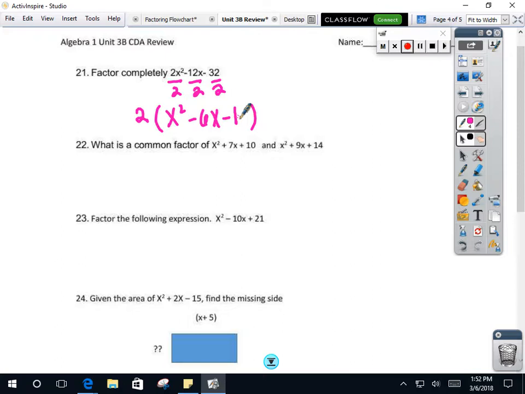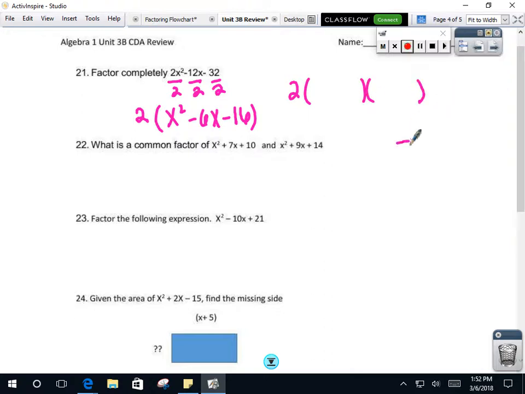Right? And now you have yourself a trinomial that has an A value of 1, so you can go straight into the bubble method where you look for two numbers that multiply to equal negative 16 and add to equal, what numbers will do that? Negative 8 and positive 2, because you want them to add to a negative 6, so the bigger number needs to be the negative. So an x minus 8 and an x plus 2.